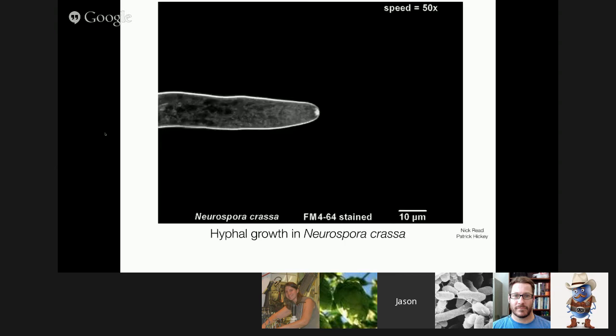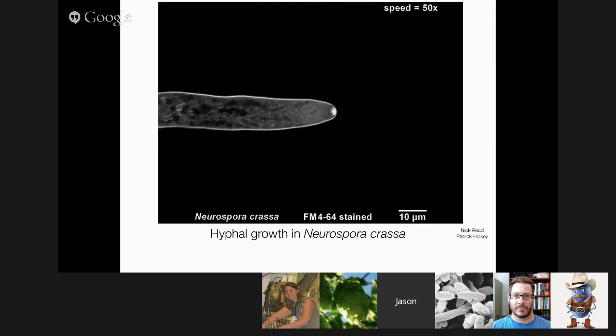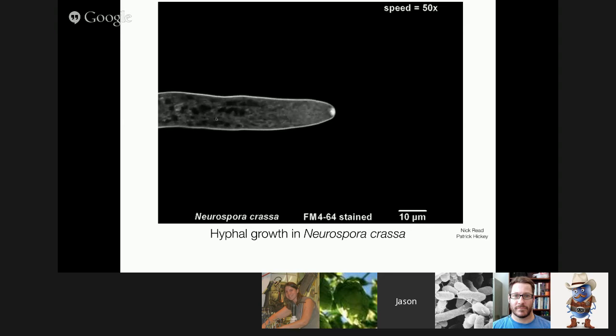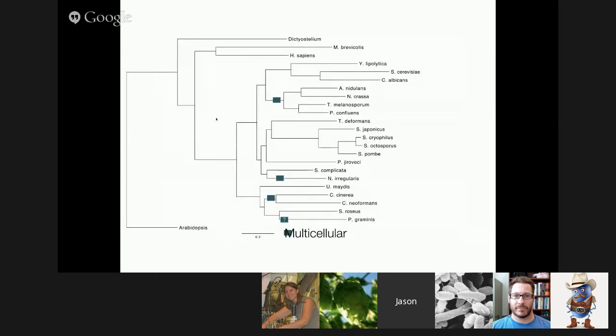This is just a movie of a fungus, Neurospora crassa, growing. The important thing I want to emphasize is that there's a lot of turgor pressure within this hyphae. So this is a hyphae. There's pressure within there, and that pressure is supporting this polar growth, so it's important for the cell to be able to support this pressure and deal with it. I'm going to explain that in a second.